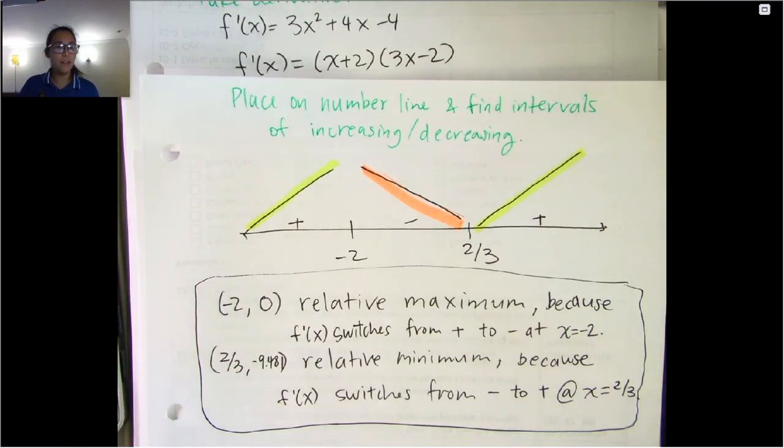So we now know how to find relative max and relative mins algebraically, and we know how to justify them. So go ahead and do some practice problems.